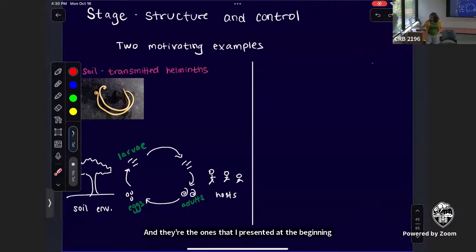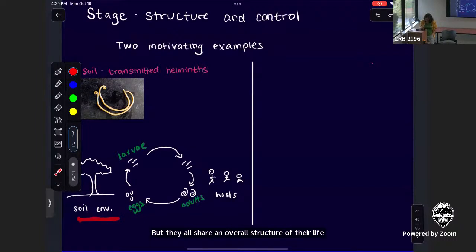One of them is these soil transmitted helminths. These are parasitic worms that live inside guts of humans as well as other animals that are important for agriculture in particular. There's a number of different species of them, but they all share an overall structure of their life cycle depicted here.